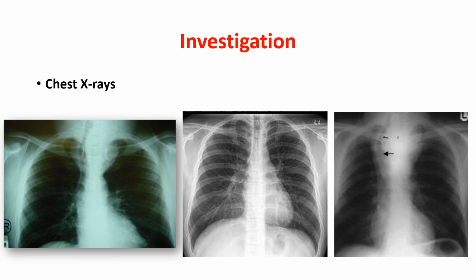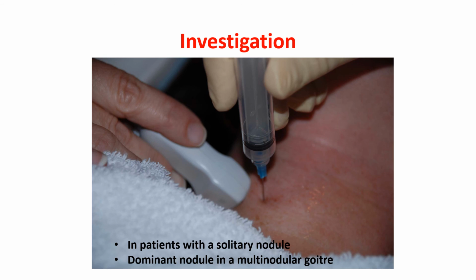X-ray could be helpful in cases of retrosternal extension. This is a normal X-ray, and this is a case of retrosternal extension. Fine needle aspiration guided by ultrasound is done in patients with a solitary nodule, and also in patients with a dominant nodule in multinodular goiter.